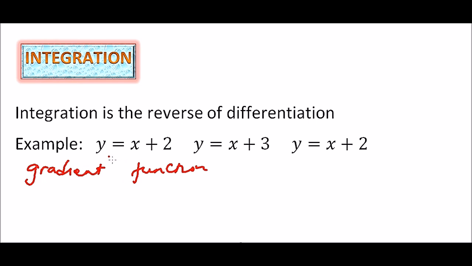Here we have an example. We have three functions or equations. This is the first one, y is equal to x plus 2. Then we have y is equal to x plus 3, and y is equal to x plus 2. So let's have a look at the graphs that can be obtained from these functions, and you see the kind of graphs they are and how they are related.